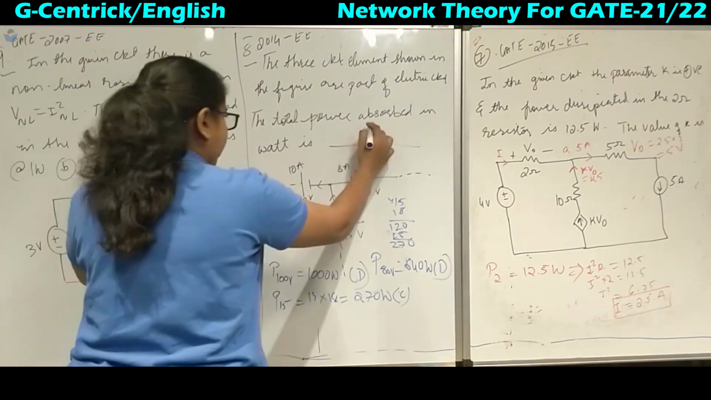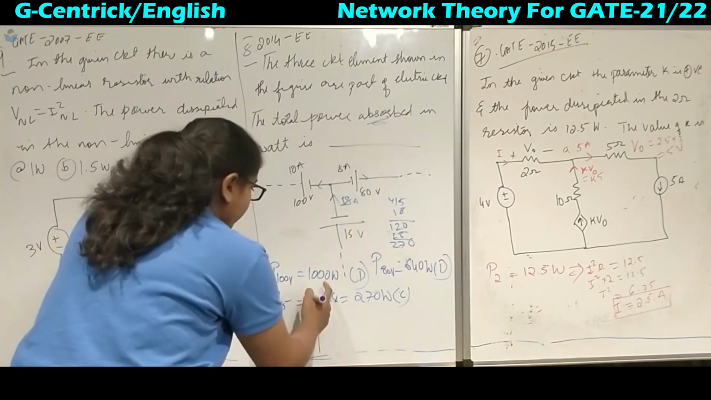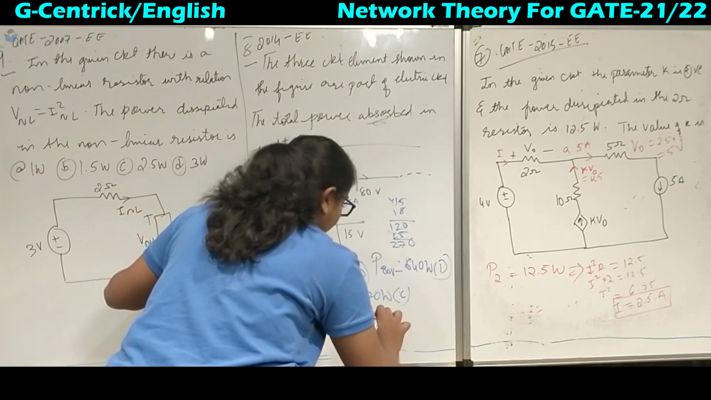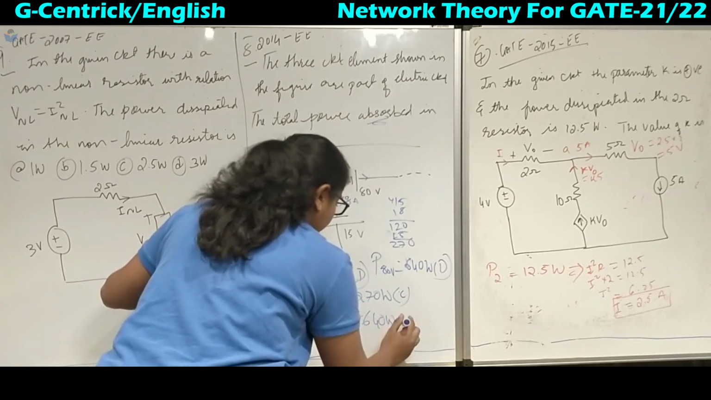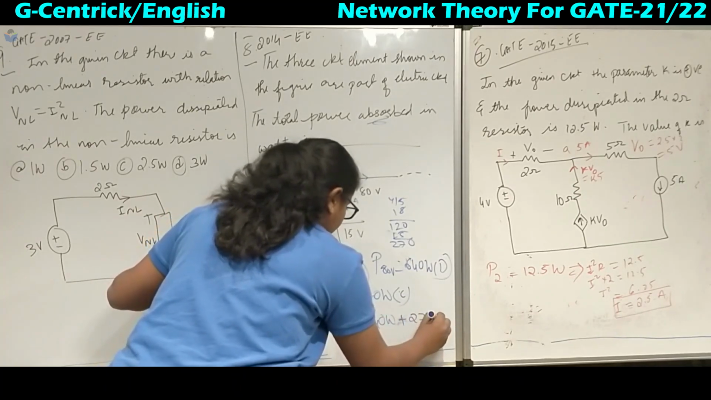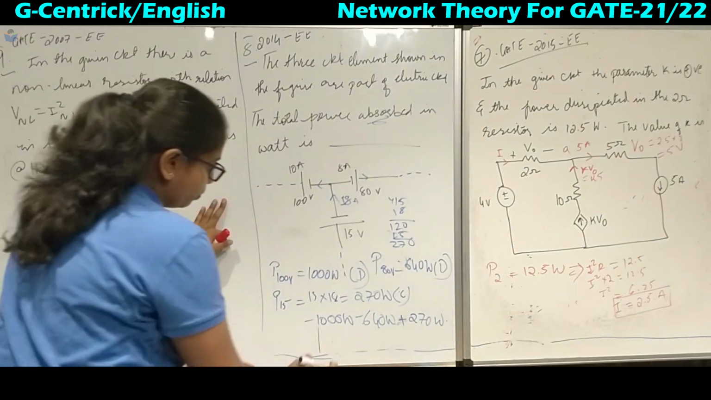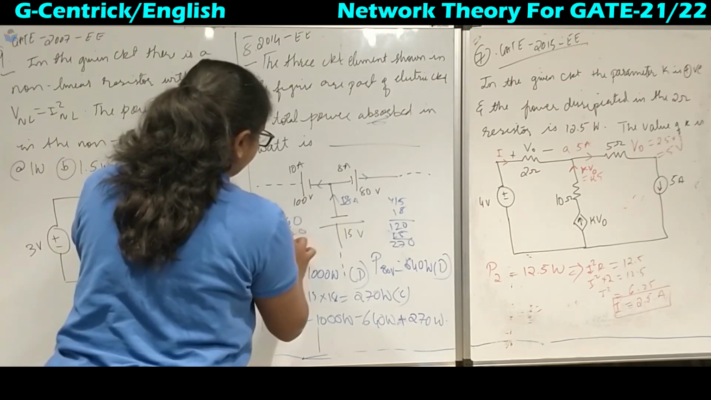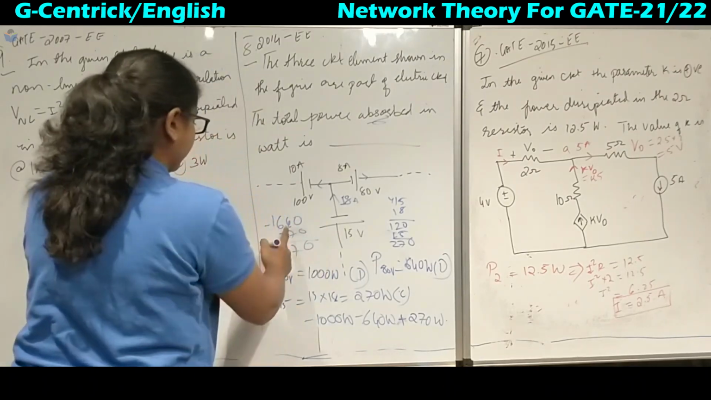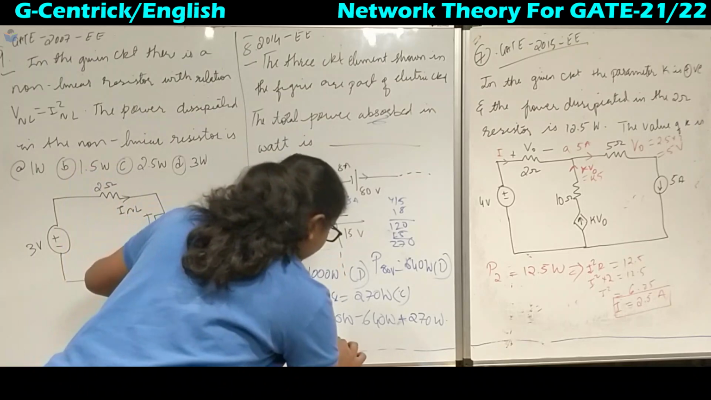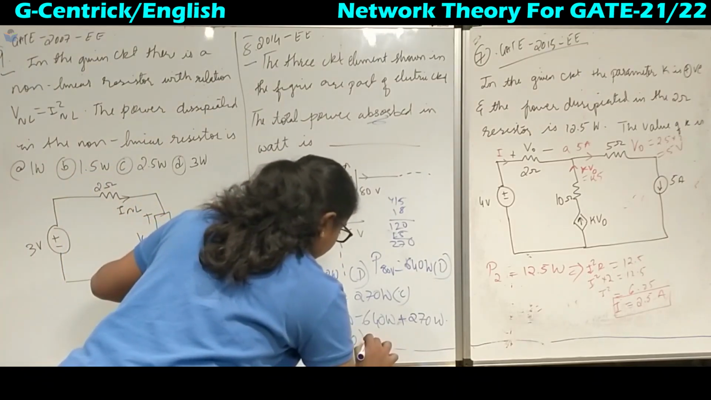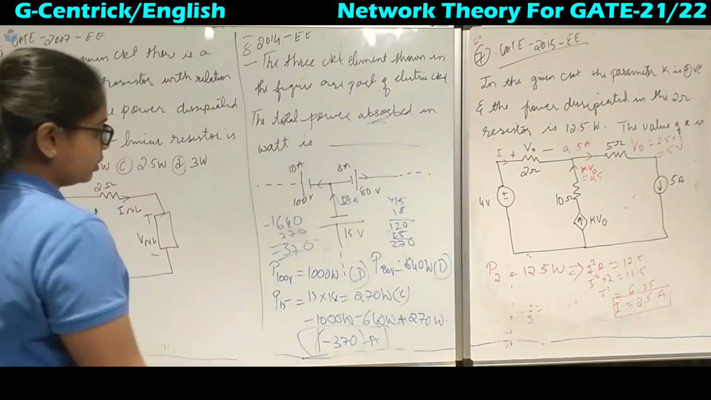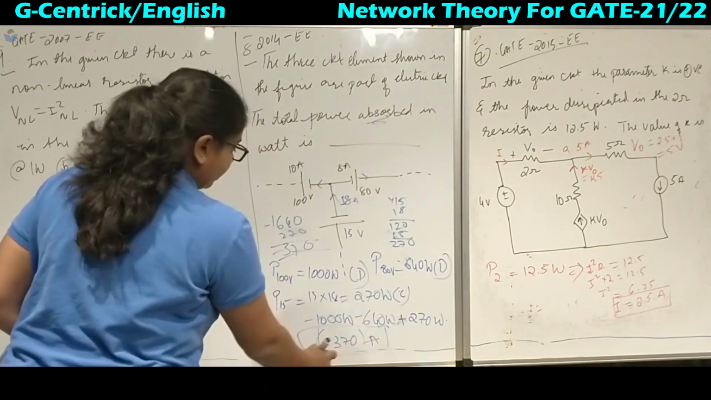So they have asked the absorbed power. Okay, so this will become minus 1000 watts. This will become minus 640 watts. Then plus 270 watts. Okay, so now minus 1000 minus 640 is minus 1640. Then we have 270, which gives minus 1370. Minus 1370 is the power absorbed. Okay, so the minus is not required, we have 1370 absorbed.